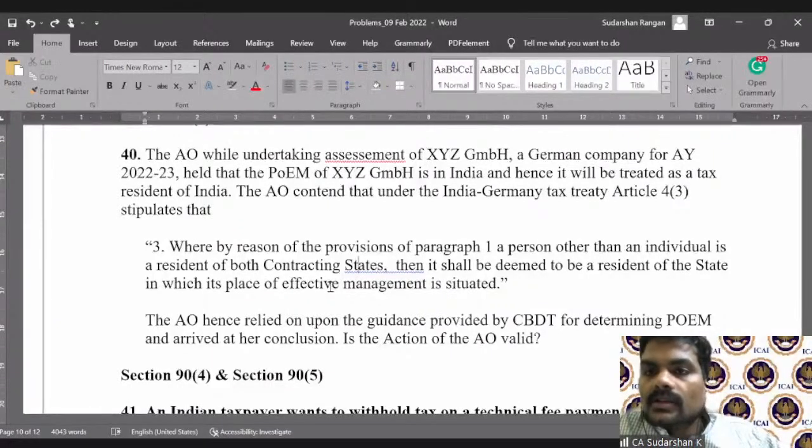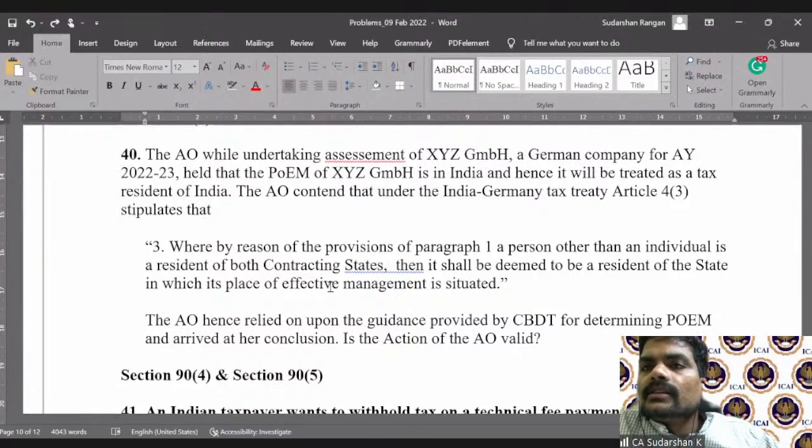So therefore, the assessing officer now says, look, in order to determine the POEM, I went through the CBDT guidelines given, because the term place of effective management is not defined under the tax treaties. So the Indian assessing officer says, I relied on the POEM definition in India and also took the guidelines given by CBDT, and therefore, in my view, the POEM is in India. So therefore, you have to be an Indian tax resident.